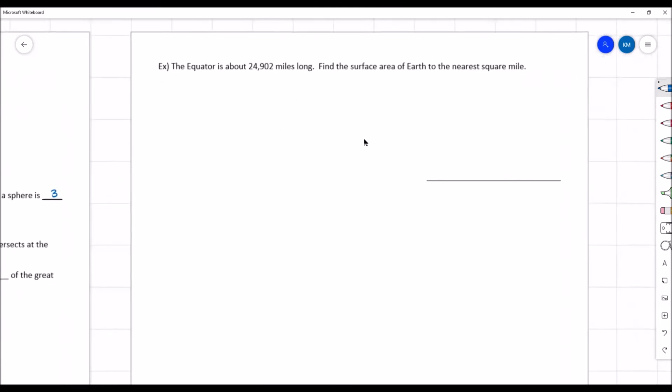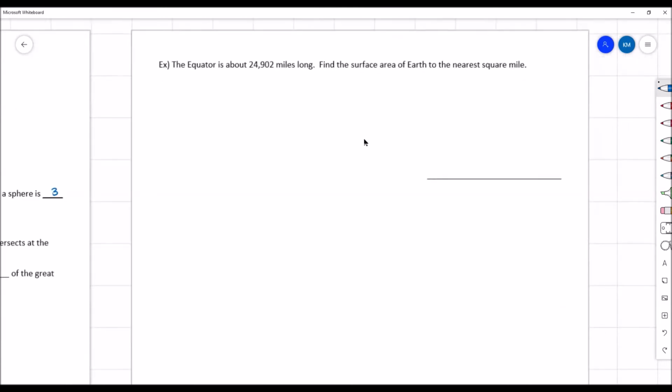All right. Backside, last question, it says the equator is about 24,902 miles long. Find the surface area of Earth to the nearest square mile.